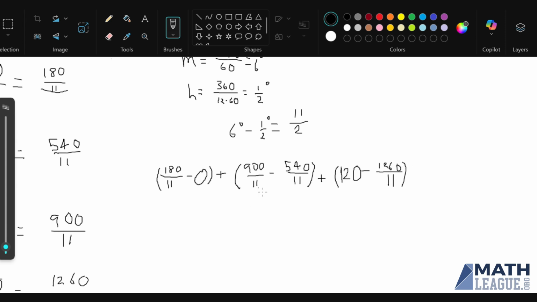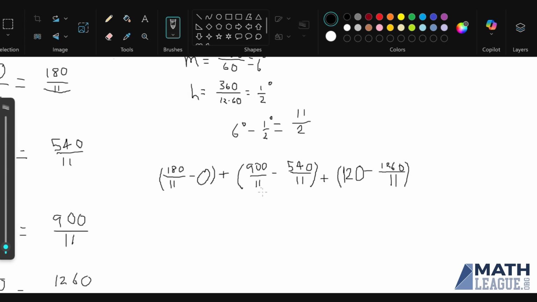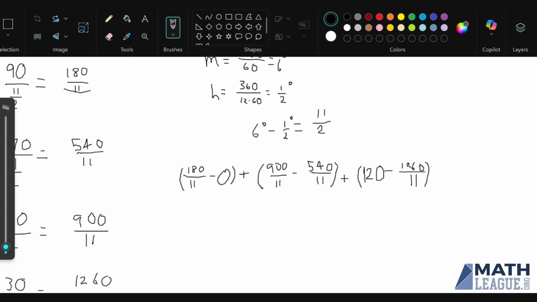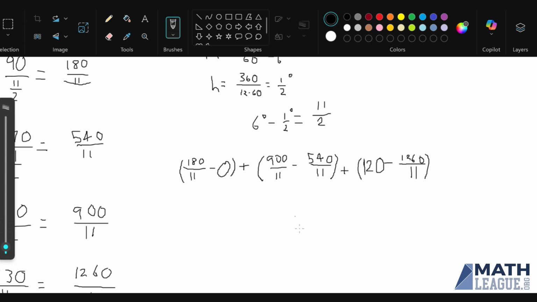Now, this is the sum of all of the minutes that are satisfactory to our desired case in our problem. So all we need to do is add these up. I'm not going to do the rote addition and subtraction for you all because I'm sure you know how to do that on your own. And it comes out to 600 over 11 minutes.